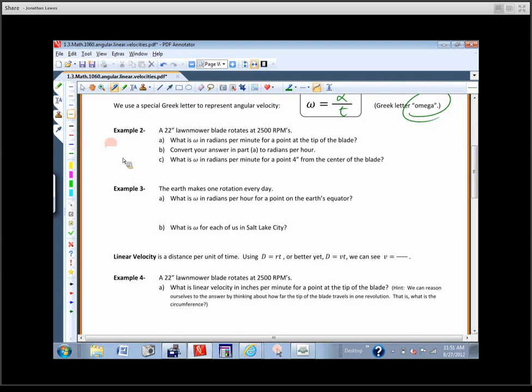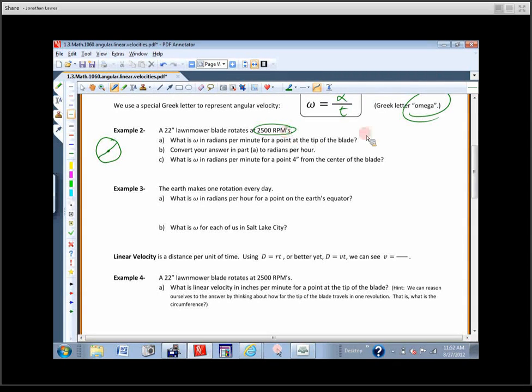So pretend, I don't advise this at home, but let's say we tilted our lawnmower on its side. Here's the blade. We're taking a look at that. It's 22 inches in diameter, and it's spinning at 2,500 RPM. Question here is, what is omega? Or in other words, what is the angular velocity? How many degrees or how many radians does the tip of the blade turn per unit of time? So this right here is the key to figuring this out. We already did a problem with RPMs. RPMs is nearly an acceptable angular velocity.